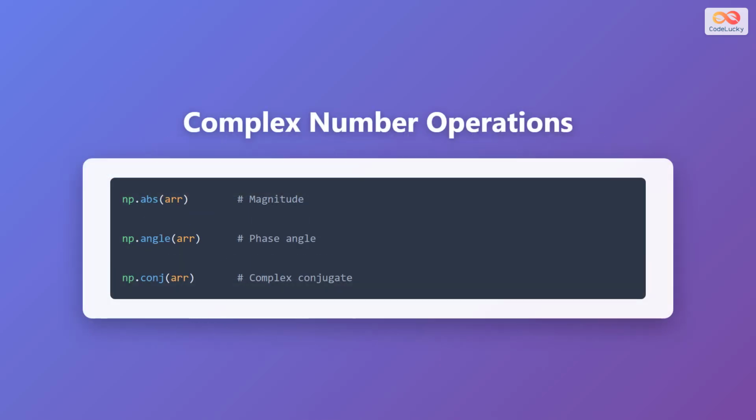NumPy provides several functions specifically for complex numbers. The np.abs function calculates the magnitude or absolute value of each complex number, which represents its distance from the origin. The np.angle function returns the phase angle in radians, and np.conj computes the complex conjugate, which flips the sign of the imaginary part.